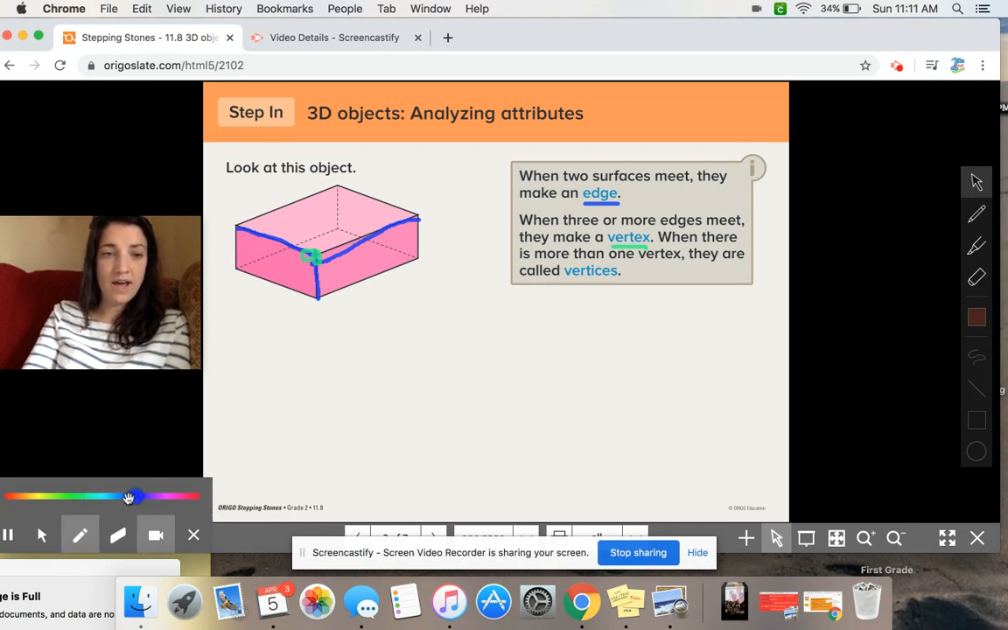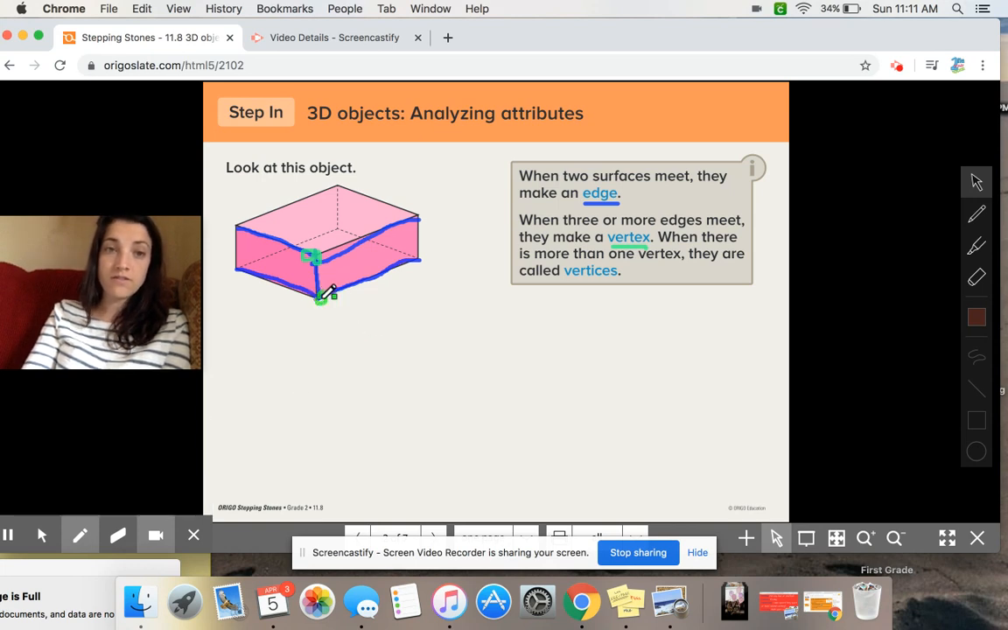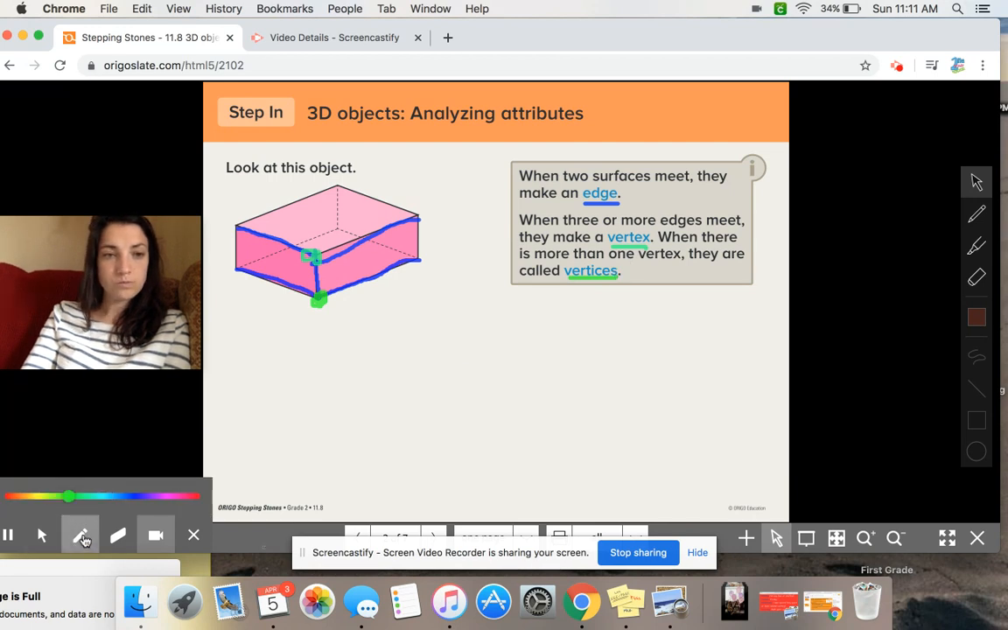So let's go back, and here we have an edge. We have an edge. We have another edge. So when these 1, 2, 3 edges meet, what is it that we form, friends? We form a vertex. Now, if there's more than one vertex, it's called vertices. Vertices is plural for vertex. So now let's keep looking.